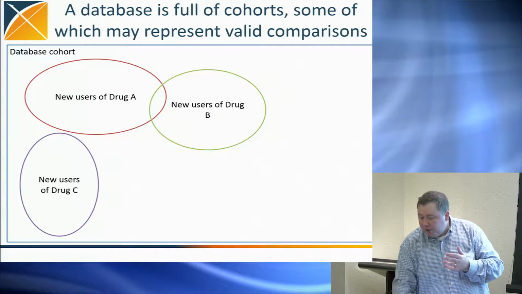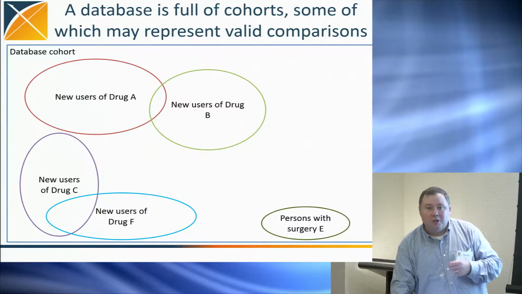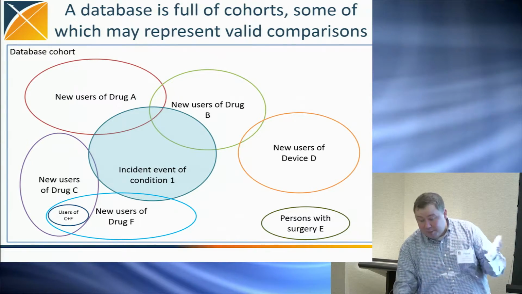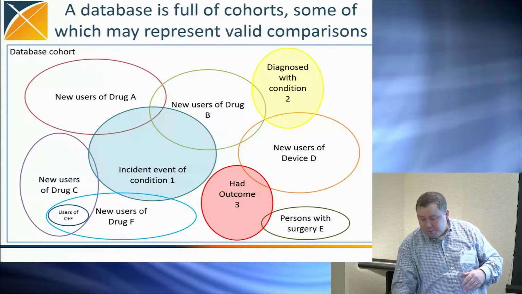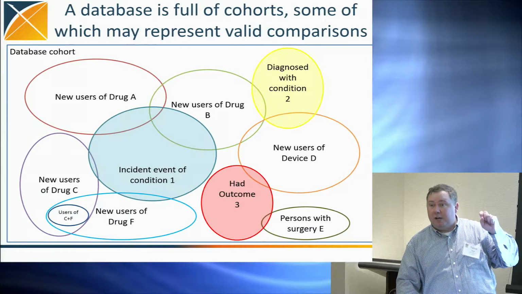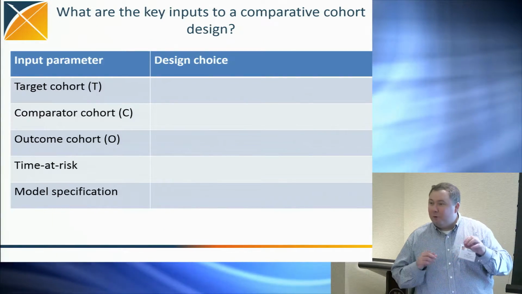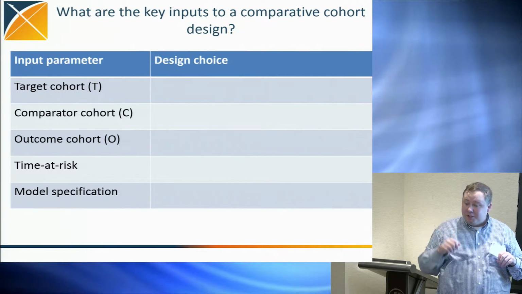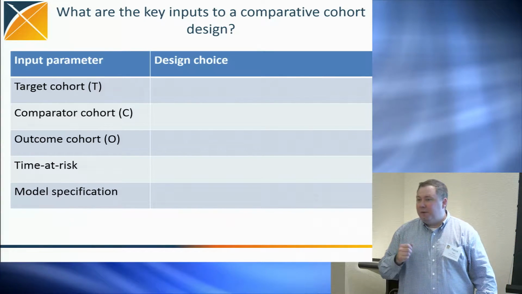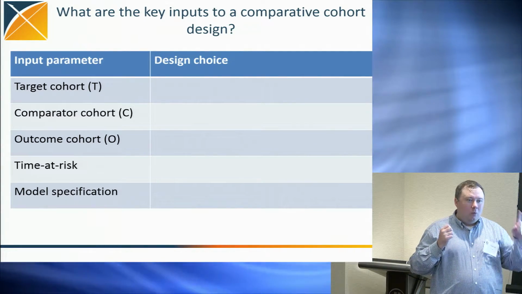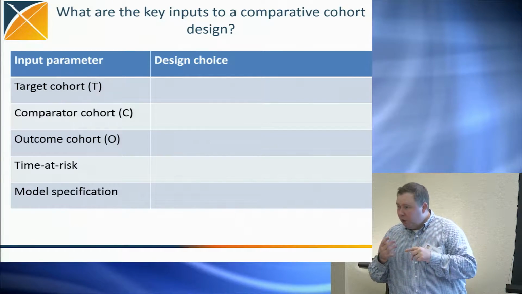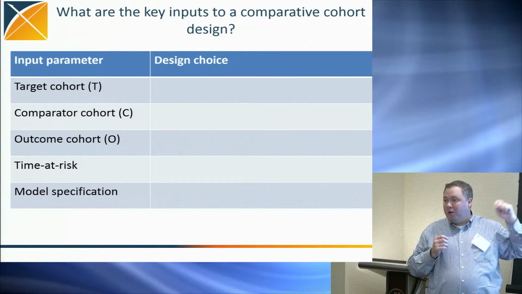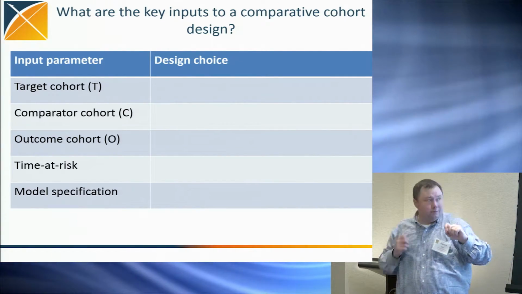Important thing is that as we're working with databases, databases can have lots of different cohorts. Cohorts could be new users of drugs, they could be procedures, they could be devices, they can be outcomes, they can be diseases, they can be combinations. People can belong to many different cohorts, and that's all fine and good. What we are going to do for purposes of a comparative cohort design is simplify our decision making and our structure of all of those questions back there by saying that your job is to define 3 cohorts, 1 parameter, and 1 model. Those 3 cohorts are your target cohort, your comparator cohort, and your outcome cohort.